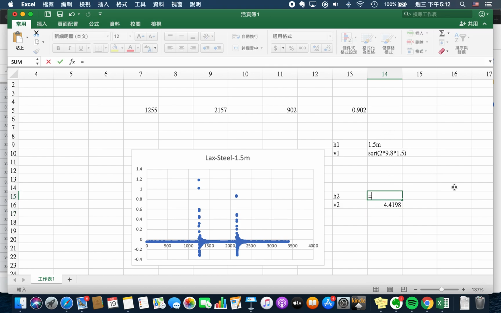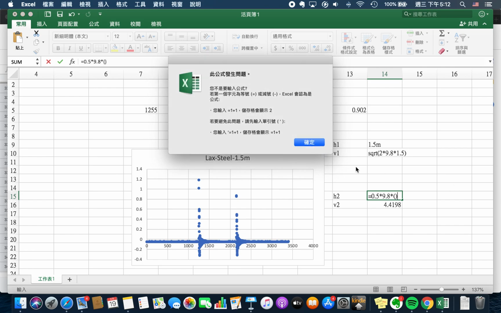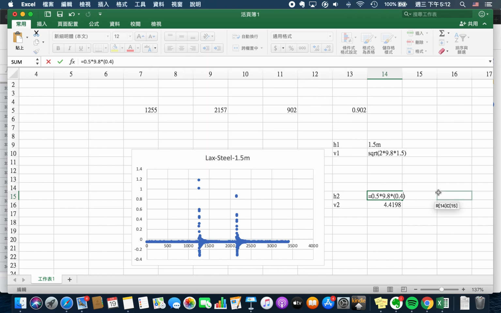How about H2? The equation is 1 over 2 g t squared, right? So that's 1 over 2 g and t squared. That's 0.451 squared. Alright, so look at the equation here, 1 over 2 g t squared. Okay, so that's all you need. And then you do v2 over v1 or h2 over h1 square root. That's all you need.